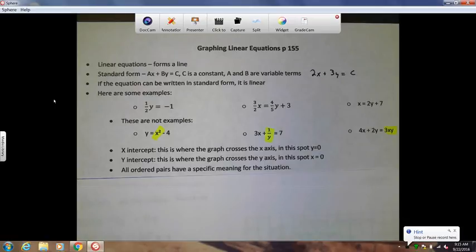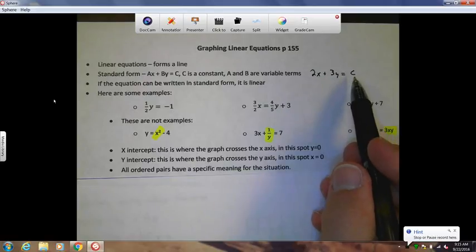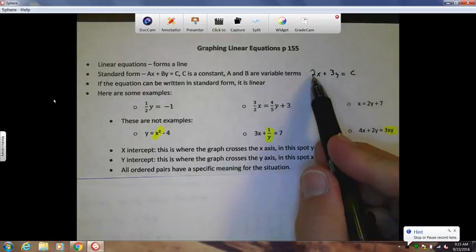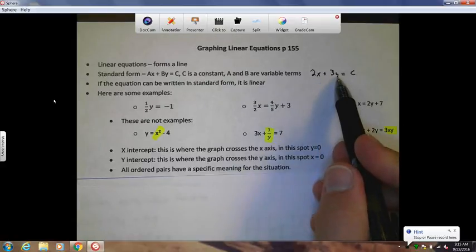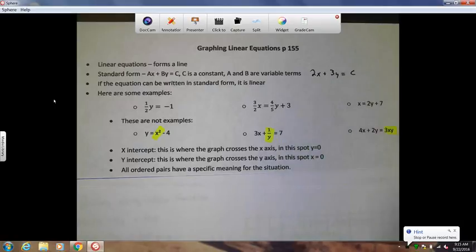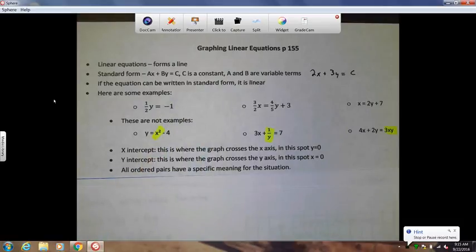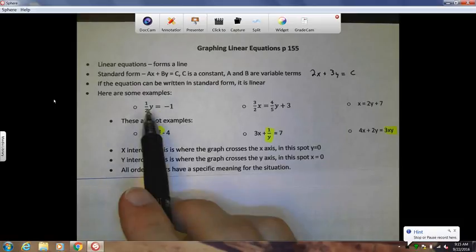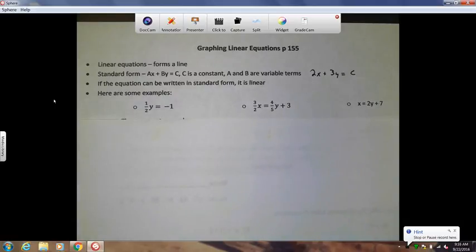So it could be, okay, C is how many points I score at a basketball game. I get 2 multiplied by every 2-pointer, 3 multiplied by every 3-pointer, equals C total score. Something like that. If the equation can be written in standard form, it is linear. So I have some examples. All of these examples, these three, all show linear equations. Those can all be written in standard form. They're all linear.